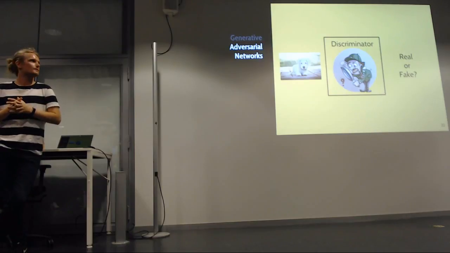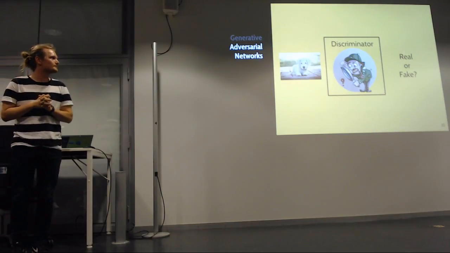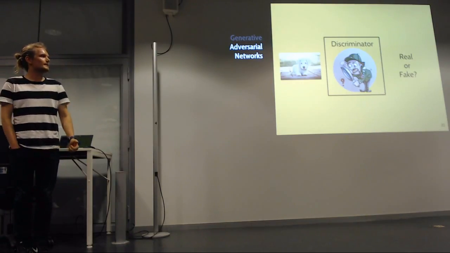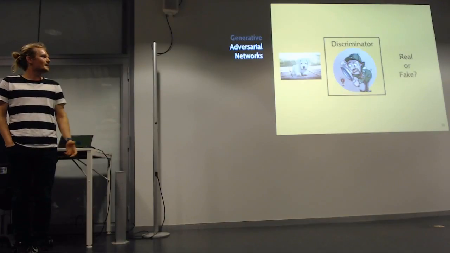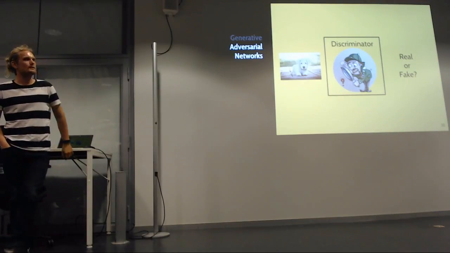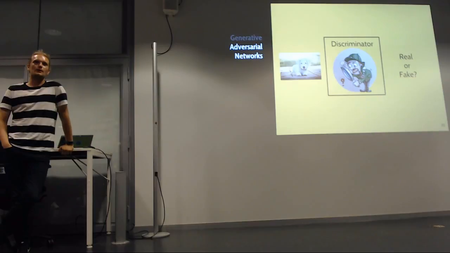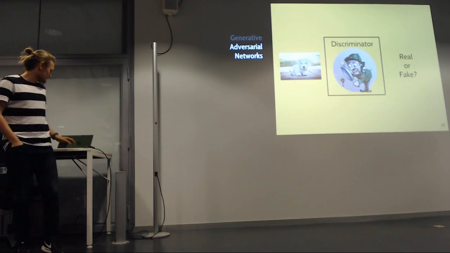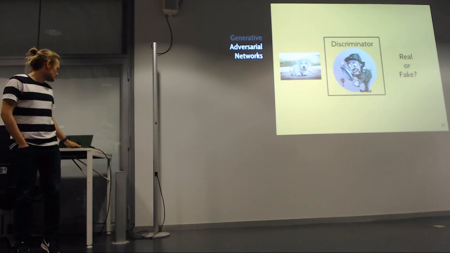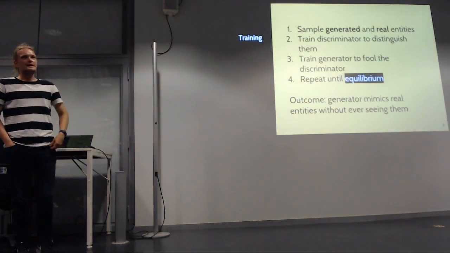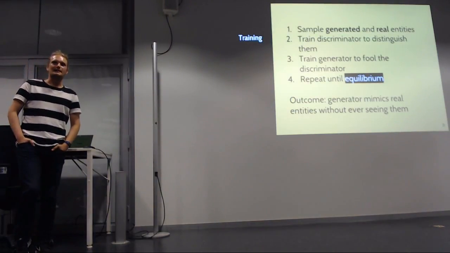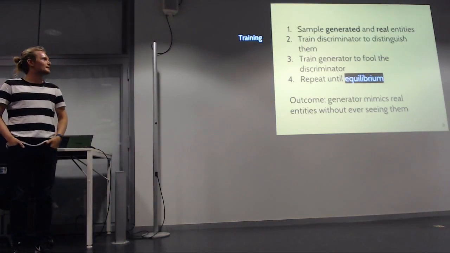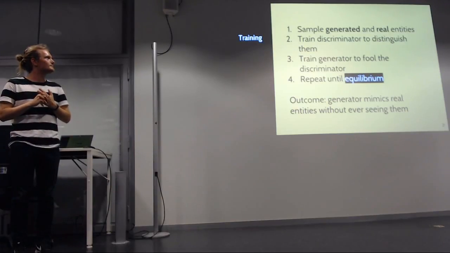So that's what the discriminator tries to do. We have a model that is generating these pictures, and we have a model that is trying to figure out whether they are real or fake. That's what these components are doing. And the real magic actually happens in the training. That's the most important part in the whole system.